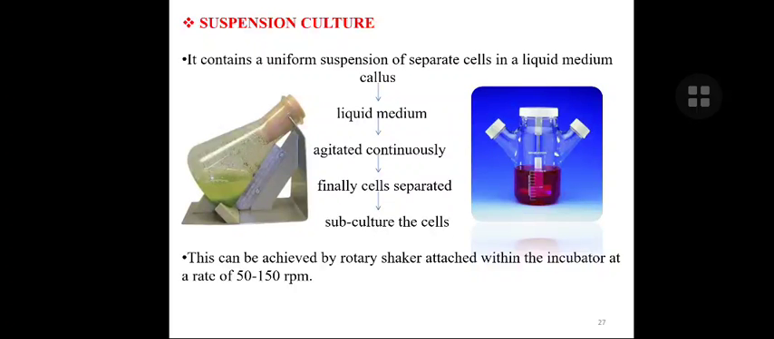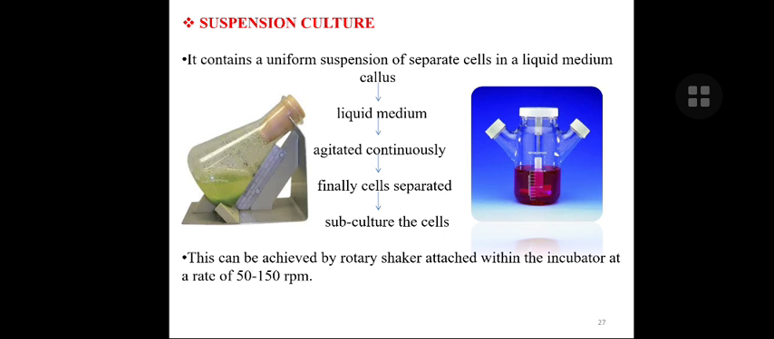So this is the suspension culture. It contains a uniform suspension of separate cells, because it is always in agitation mode. They will be shaken in a liquid media. So the liquid media is agitated continuously, and finally the cells get separated. So it won't form a mass like callus. The cells will be individually separated from each other, and we can subculture that from the suspension culture.